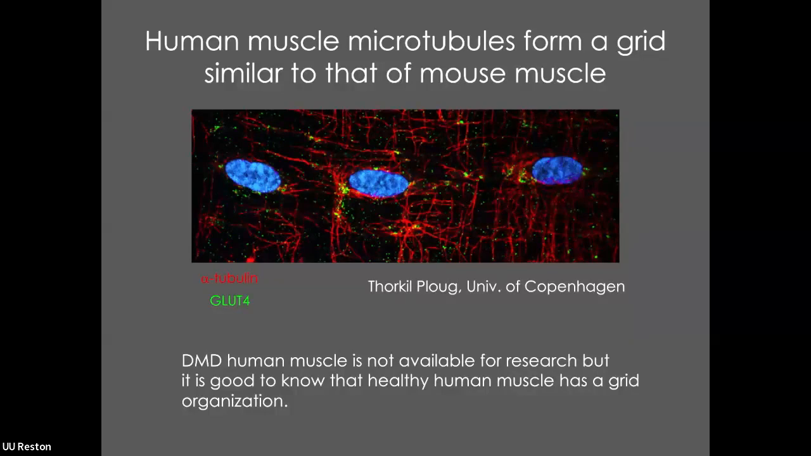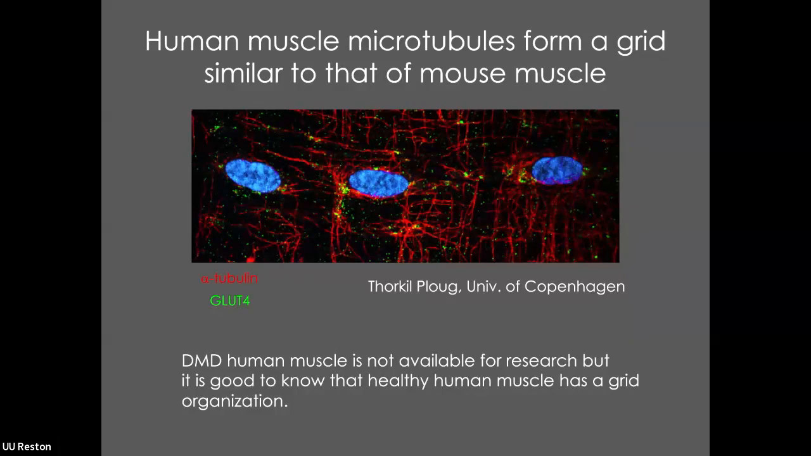And finally, I always wanted to be able to get some human muscle samples to see if in a normal muscle we have these grids. And finally, I was able to get it through talking closely with a colleague, friend, and collaborator at the University of Copenhagen. And so this is a staining that I did on a sample he sent.